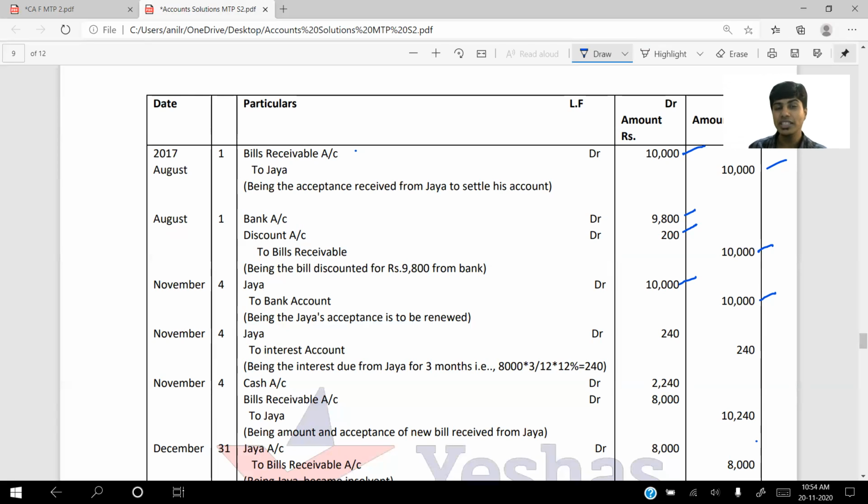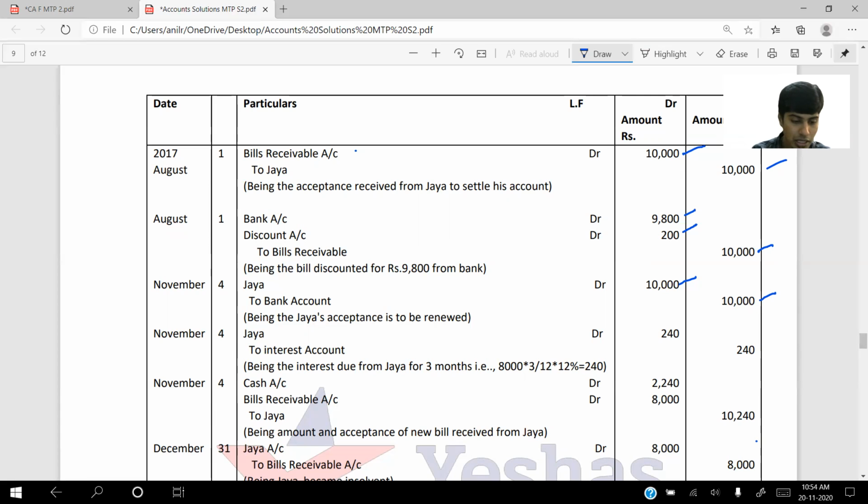Jaya doesn't have money. She's asking for renewal. So what will I do? Jaya is the maid in my house. So instead of Jaya paying, I'll pay on her behalf to the bank. She has to pay me. First, I'm paying to the bank. My bank balance is decreasing. Credit. She has to pay me. So Jaya account debit. So Jaya account debit to bank account.